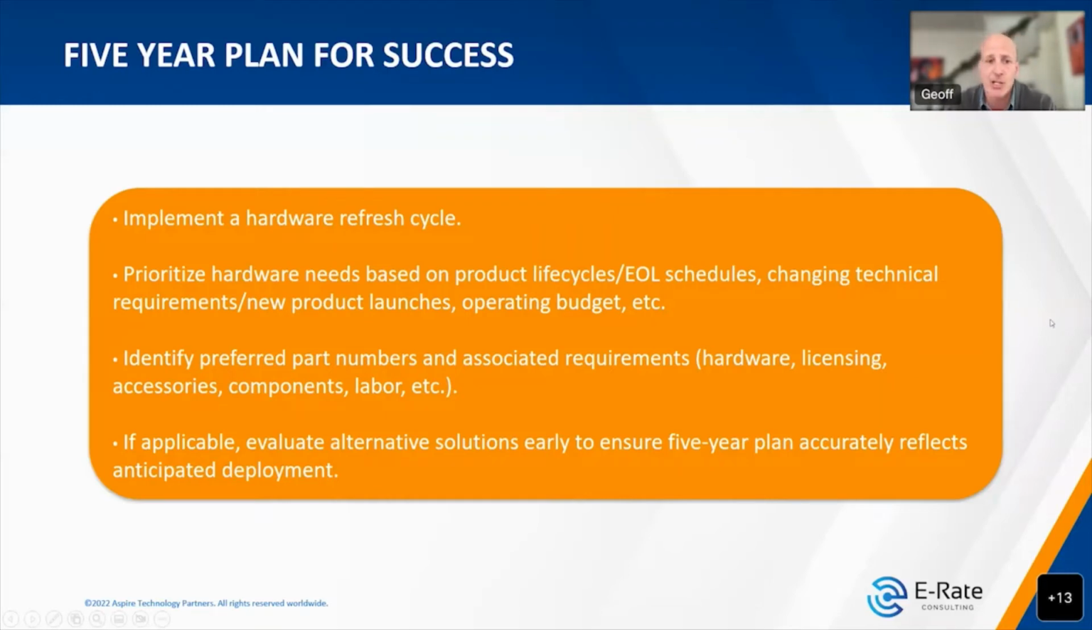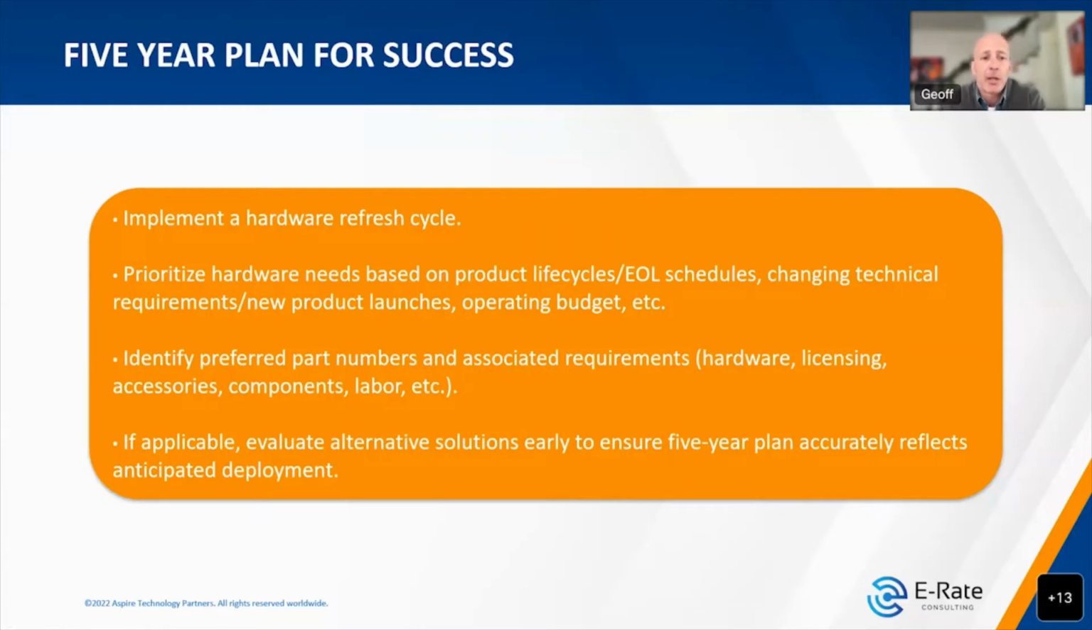State aid changes from year to year. So having this plan in place will allow you to make adjustments on the fly instead of having to plan on an annual basis. So identifying preferred part numbers and the associated requirements, right? It's important to do that at the beginning so that you can identify what's going end of life and so that you can figure out exactly what is the best particular type of hardware for you to buy at any given moment in time.